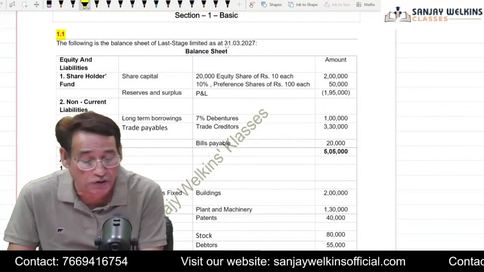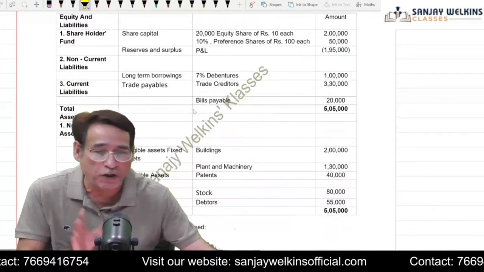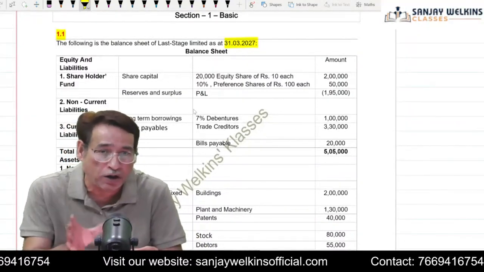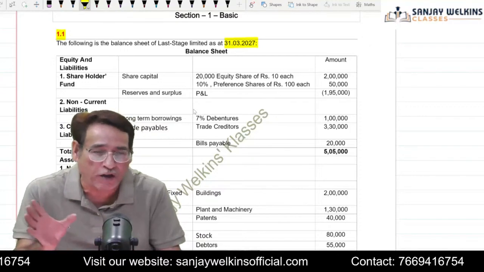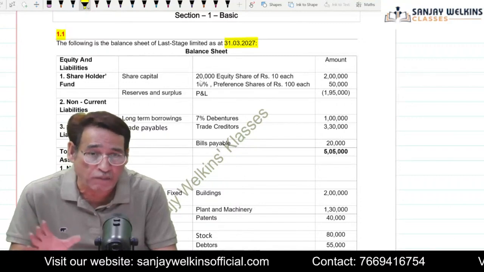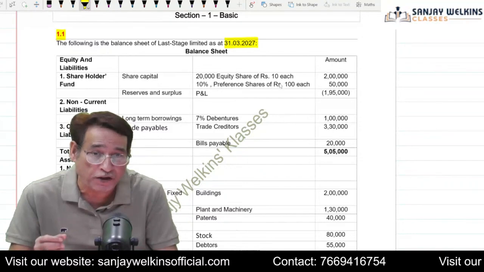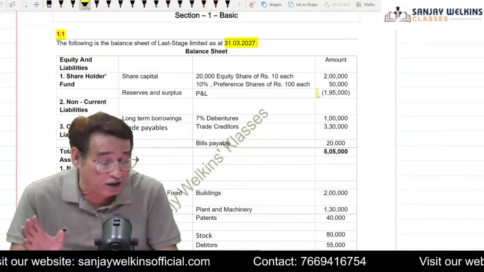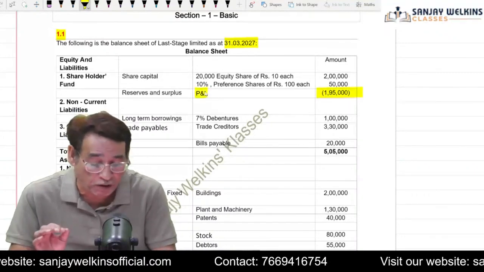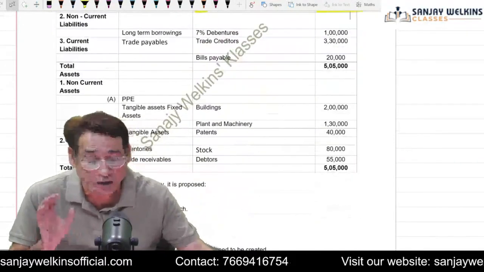This is the balance sheet of a particular company on 31st of 3, 2007. That means under the scheme of internal reconstruction, whenever you read the question, your focus should be to note down such items as I told you: overvalued item, deferred expenditure and accumulated losses. In this particular case, the company is having 20,000 equity shares of 10 each, 2 lakh. Besides that, the company is also having 10% preference shares of 100, 50. Now, this is the item of relevancy to us because it's a negative item, profit and loss account. Ultimately, this item will have to be written off. Is it clear to you?